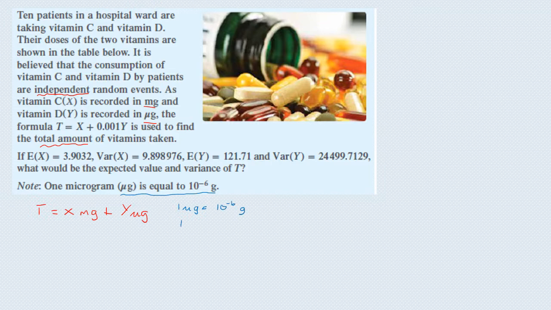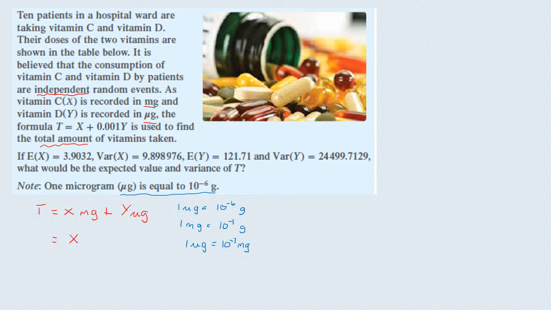You should also know that 1 milligram is equal to 10 to the power of negative 3 grams, or that to convert from grams to milligrams, we divide by 1,000. So if we're combining these two things together, hopefully you can see that 1 microgram is equal to 10 to the negative 3 milligrams. I want to make sure that both of my vitamin measurements are in the same units, so I'll convert both to milligrams.